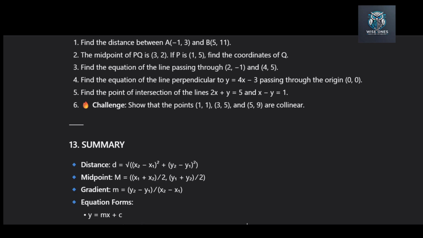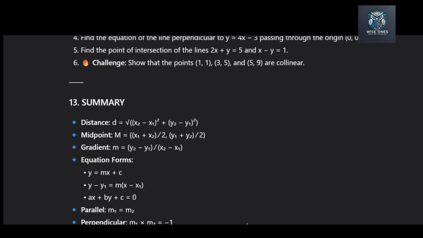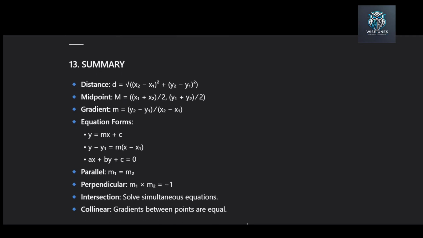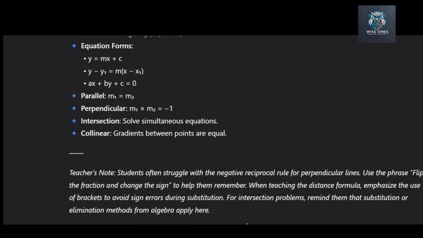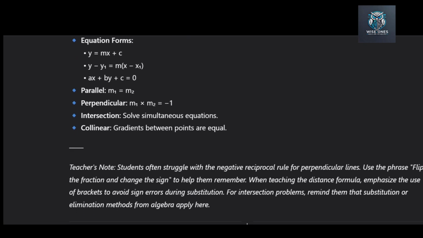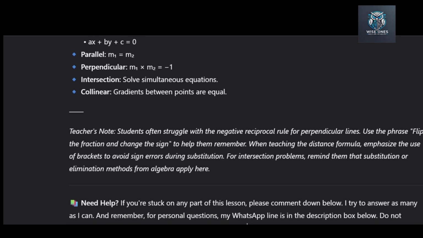Gradient is m equals (y2 minus y1) divided by (x2 minus x1). Equation forms include y equals mx plus c, y minus y1 equals m times (x minus x1), and ax plus by plus c equals 0. Parallel lines have equal gradients. Perpendicular lines have gradients that multiply to -1. Intersection is found by solving simultaneous equations. Collinear points have equal gradients between them.